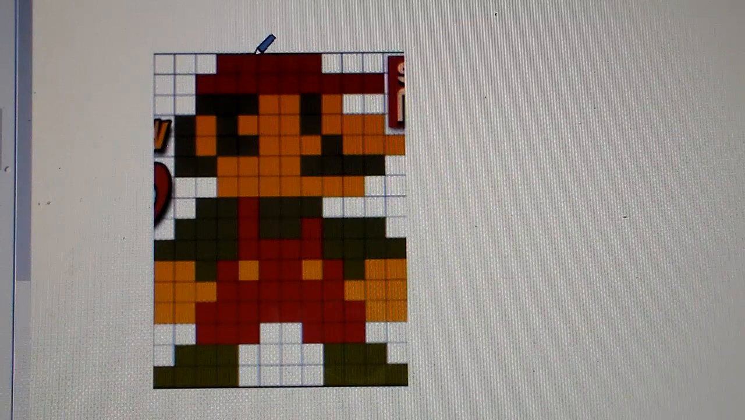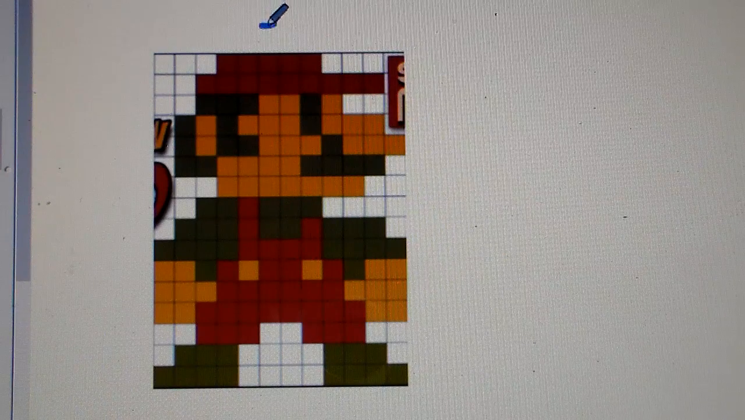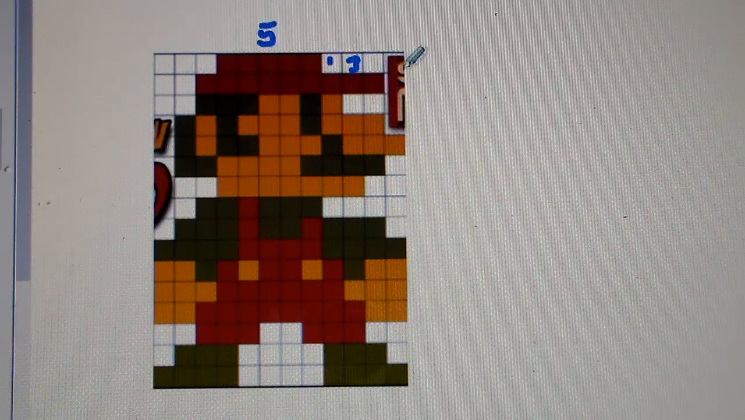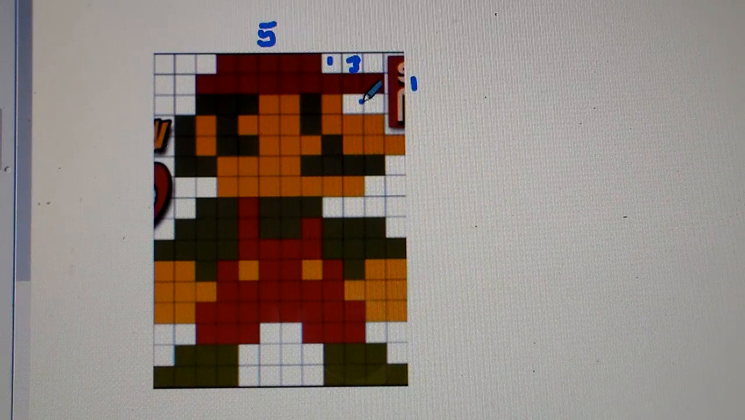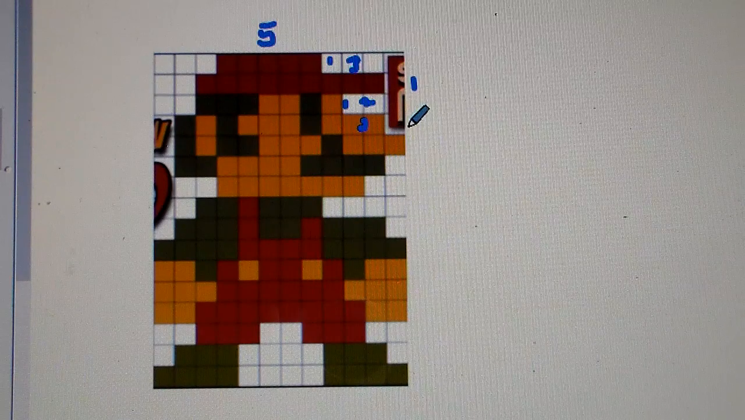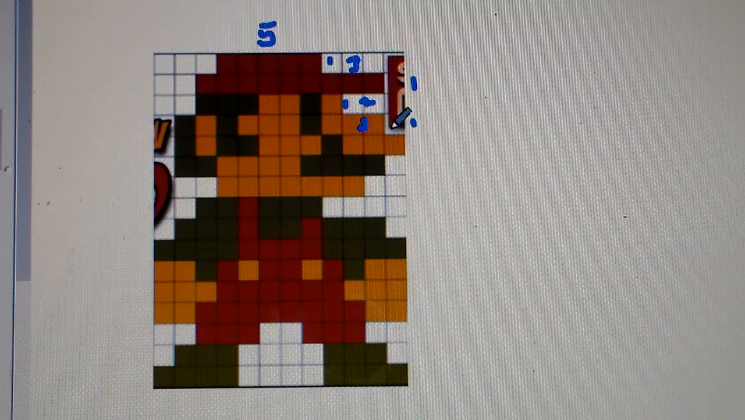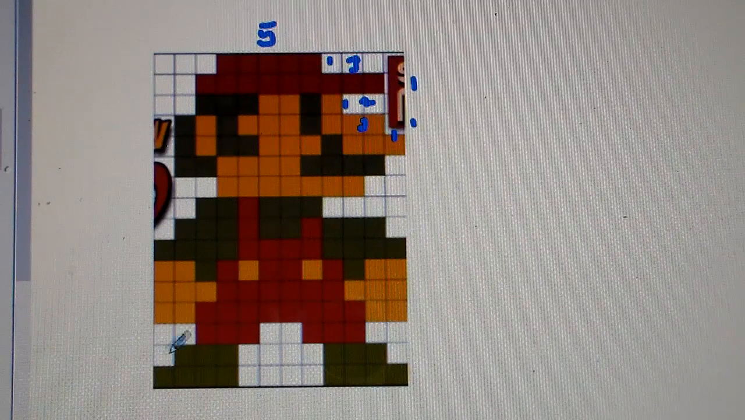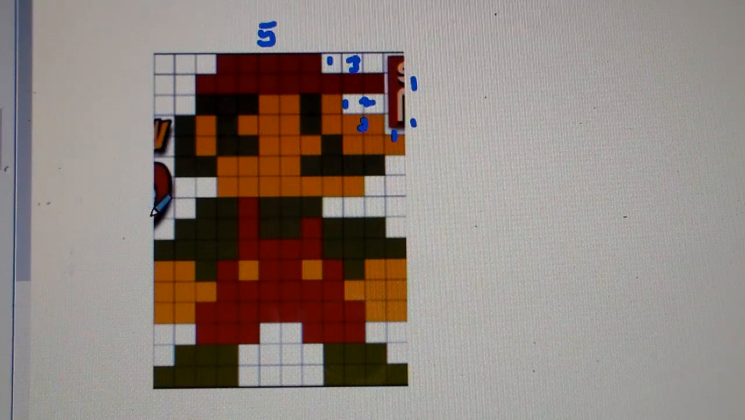So this has 1, 2, 3, 4, 5 boxes up top. 1 going down, 3 going across, 1 going down, 2 going across, 1, 2 across. You could just literally count them all up. 1 going down, 1 going across, and then you just add up all the boxes going around the figure, and you'll get the perimeter of Mario.